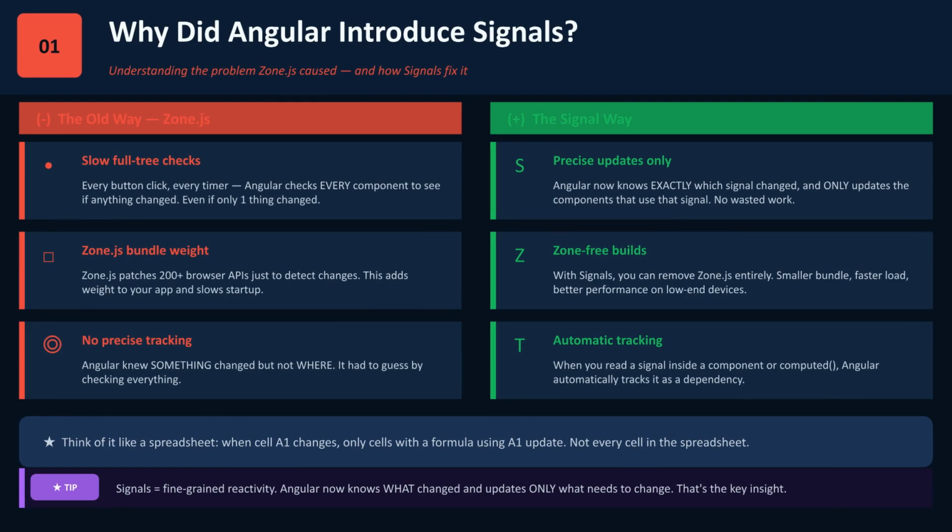Angular introduced signals to overcome limitations of the old Zone.js approach. Zone.js caused slow full-tree checks, increased bundle weight, and lacked precise tracking. The Signal way offers precise updates, enabling zone-free builds, and automatic dependency tracking for better performance and smaller bundles.